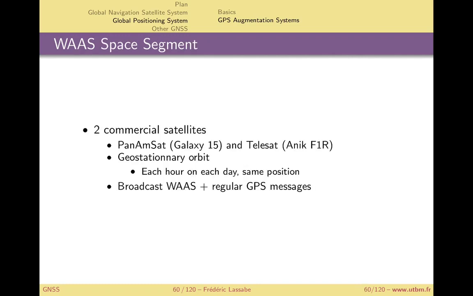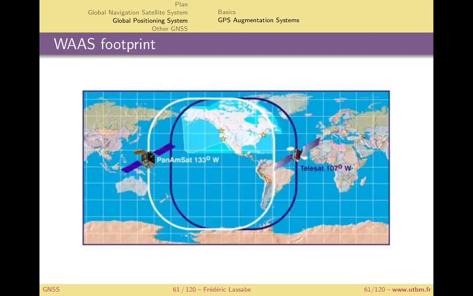The space segment is composed of 2 commercial satellites, 1 PanamSat of type Galaxy 15 and 1 Telesat of ANIK F1R type, which are in geostationary orbit, which means then they are not moving related to the Earth. And they broadcast the WAAS and the regular GPS messages to further improve the system.